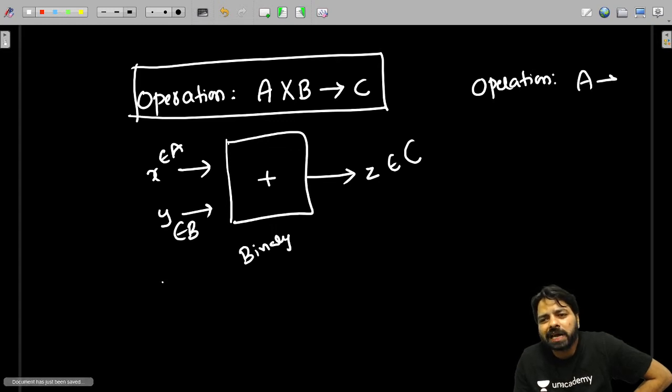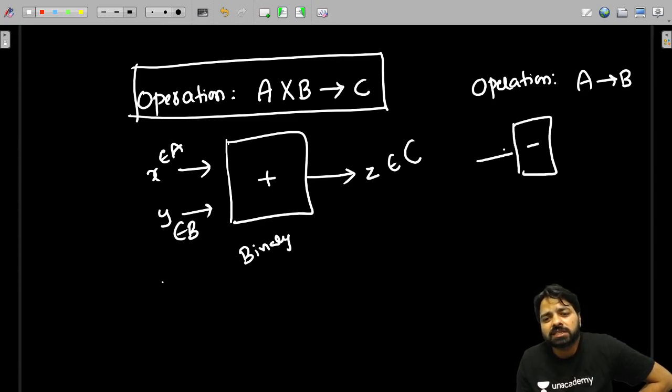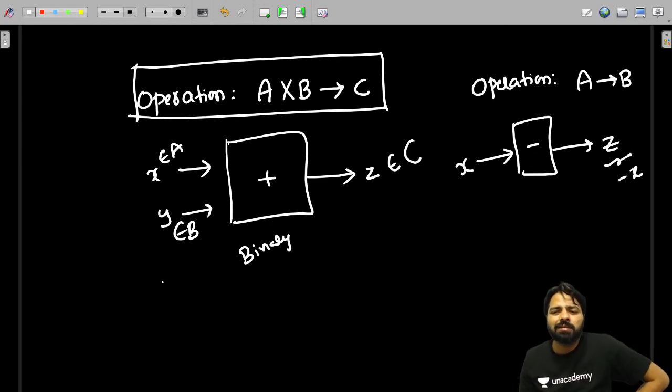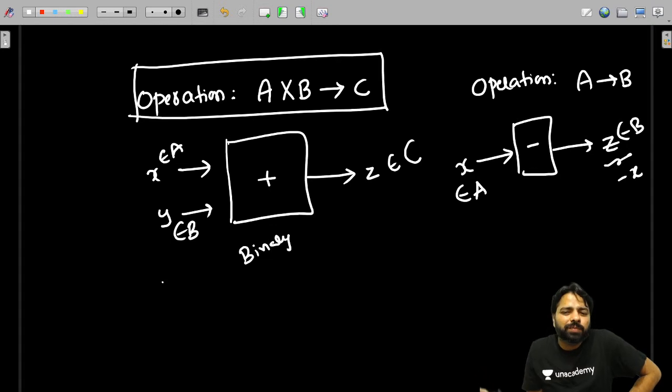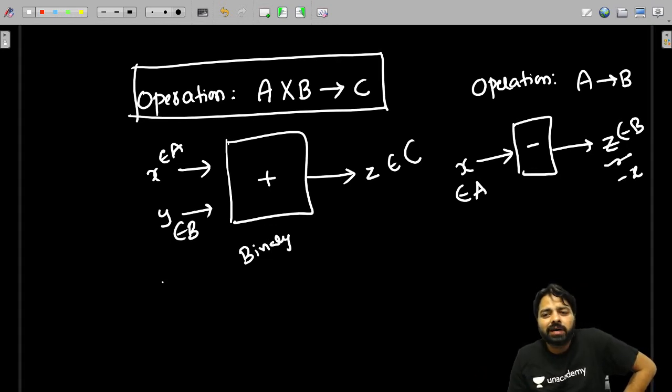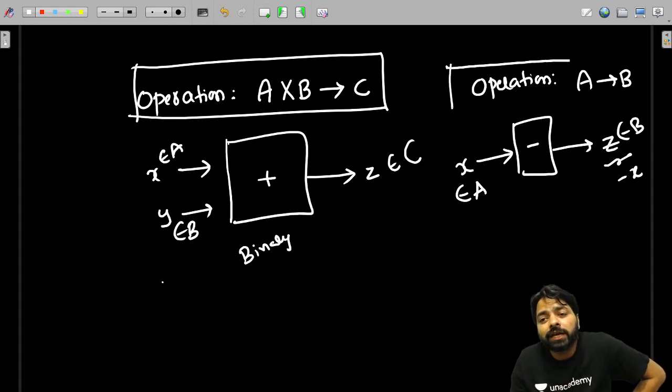Sometimes operations can look like this when you are applying unary minus. Sometimes you give only x, and the result is, let's say, z, which is minus x. At this time, x belongs to A and z belongs to B, that is, minus x belongs to B. Right? An operation can even be a unary operation.